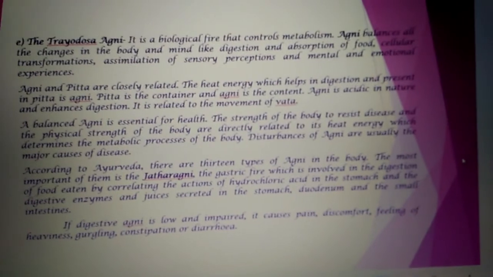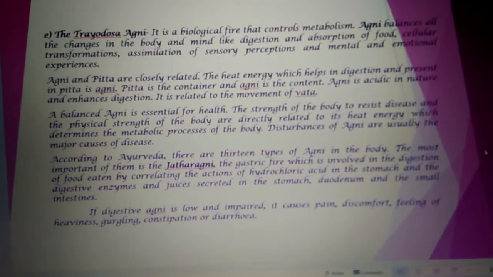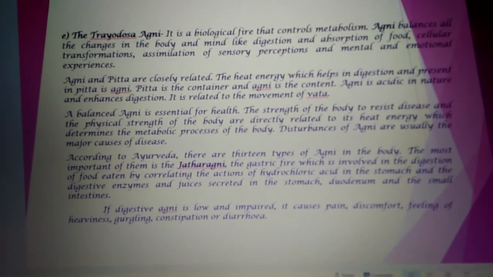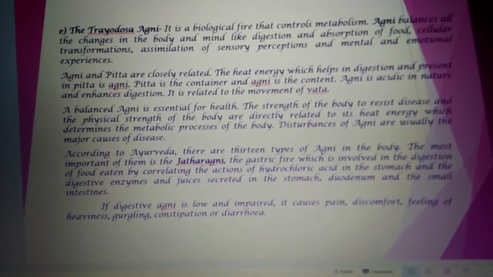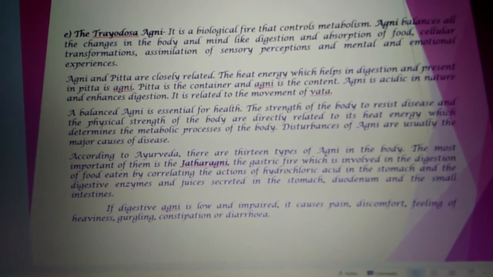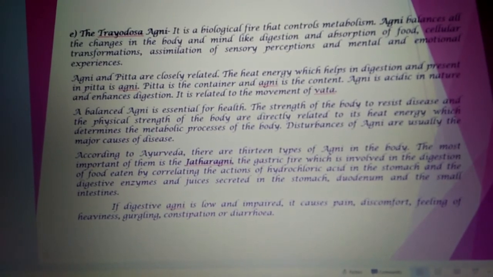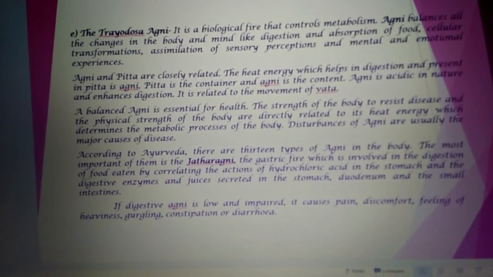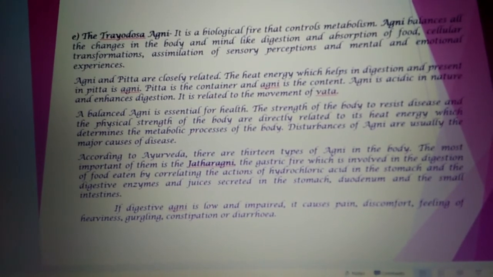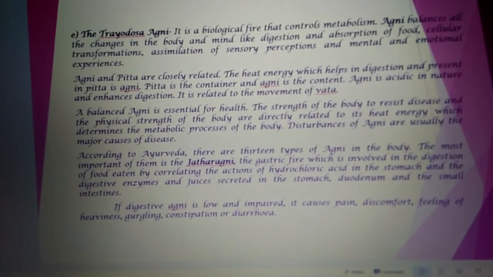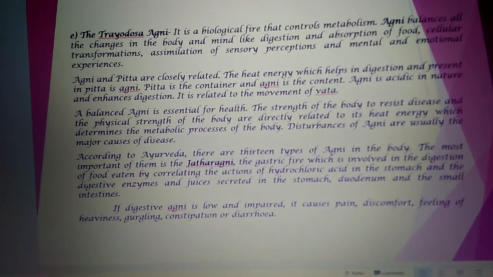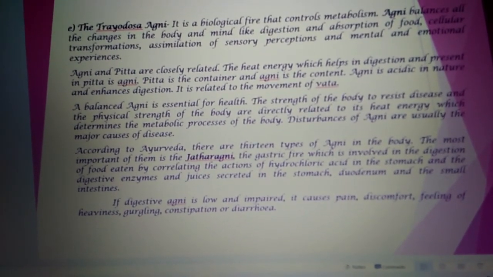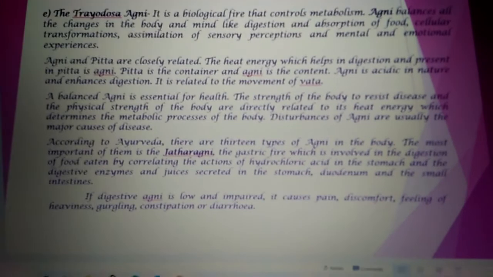Now comes the Trayodasha Agni. It is a biological fire that controls metabolism. Agni balances all the changes in the body and mind like digestion and absorption of food, cellular transformations, assimilation of sensory perceptions and mental and emotional experiences. So Trayodasha Agni is nothing other than the biological fire that controls metabolism.